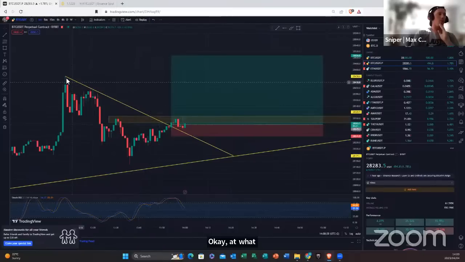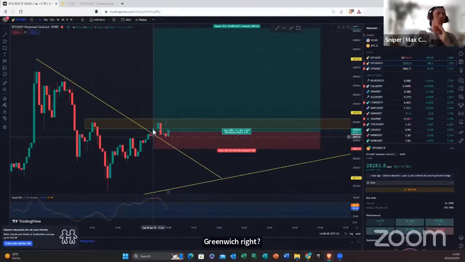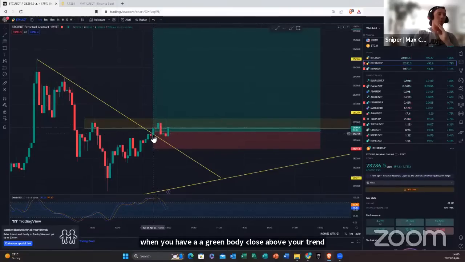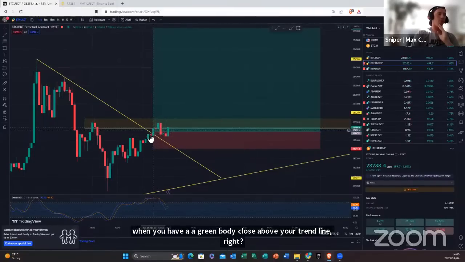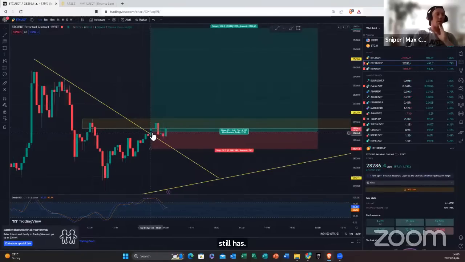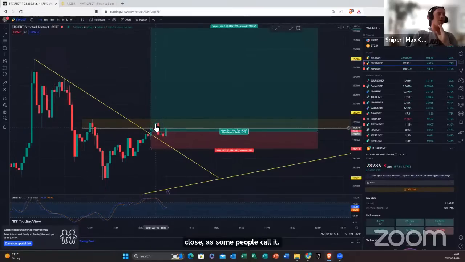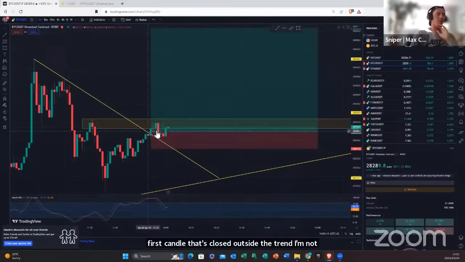Okay, so the first rule is, you go from green wick to green wick, right? And the only time you can move your trend line is when you have a green body close above your trend line, right? So this body is still touching within our trend, so that's not a confirmed breakout or a hard close, as some people call it. Okay, so we haven't had a proper close yet. Here's our first candle that's closed outside the trend. I'm not going to move this just yet because the price action is still playing out in this little area.